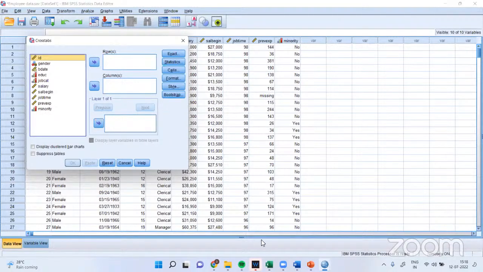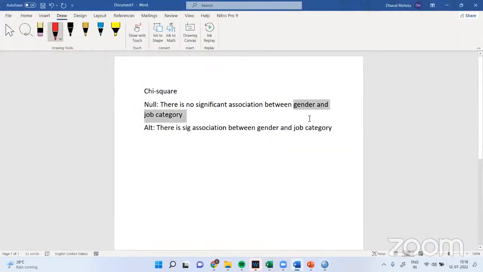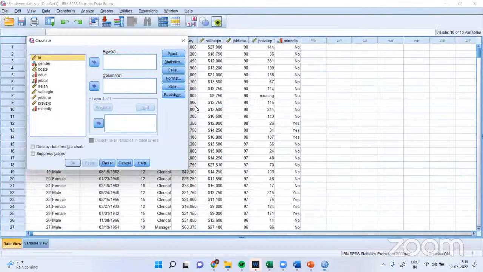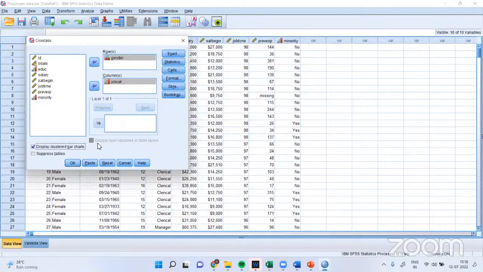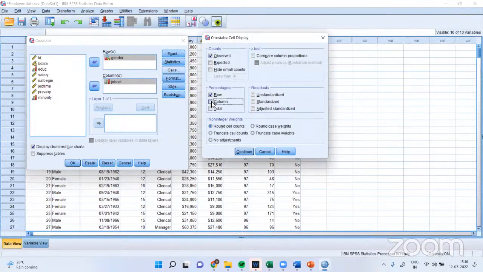Which is a dependent variable and which is an independent variable here? Can anybody tell me? Gender and job category, which is independent? No. There is no concept of dependent and independent variable in chi-square, ma'am. Remember this. Okay, yes, I forgot. So gender in rows, job category in columns. Statistics: click chi-square. Continue. Display clustered bar chart. Go in cells, row and column.